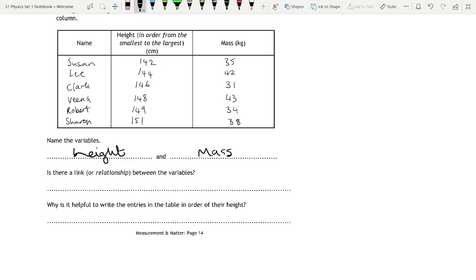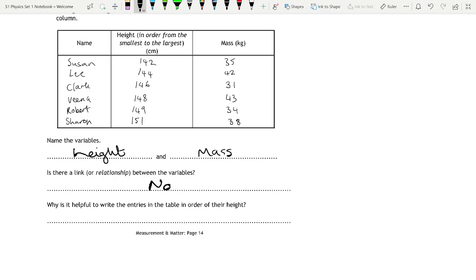Now, is there a link between the variables? So is there a link between height and mass? No. Basically, if there was a link, you'd expect that as height goes up, mass goes up. But it doesn't. It sort of goes all over the place, doesn't it, mass? So there isn't a clear link. So no.